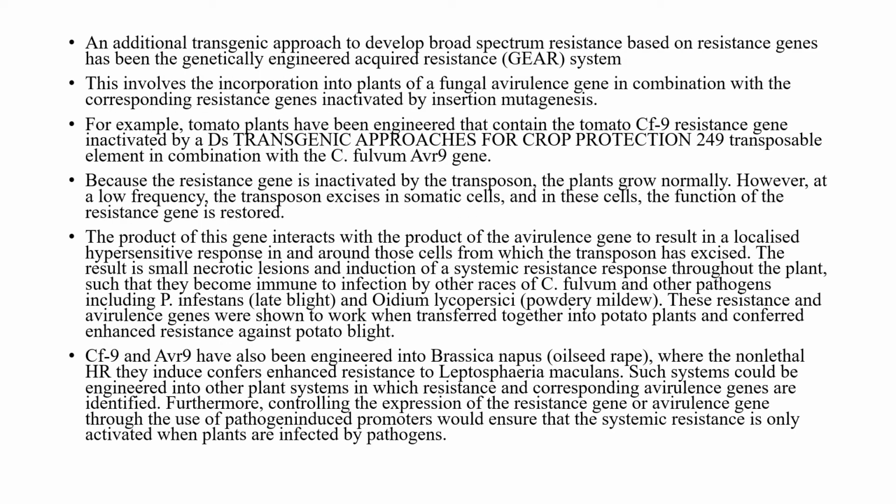An additional transgenic approach to develop broad spectrum resistance, based on resistance genes, is the genetically engineered acquired resistance system. This involves the incorporation into plants of fungal virulence genes in combination with the corresponding resistance genes, inactivated by insertional mutagenesis. For example, tomato plants have been engineered that contain the tomato Cf9 resistance gene, inactivated by a transposable element, in combination with the Cladosporium species Avr9 gene.